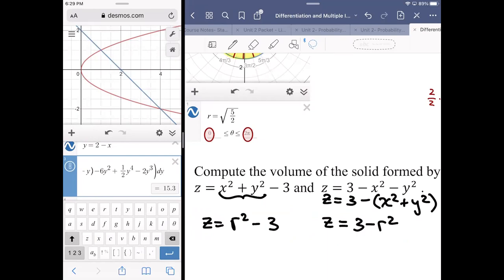So I look at this and say, well, this one opens up. In 2 dimensions, this one would open up. So I'll say opens up. This one opens down.